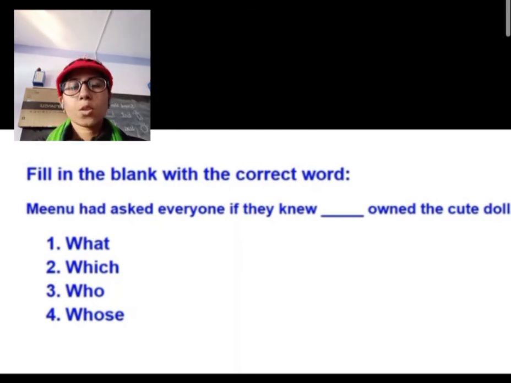Right? So in this way we have revised the uses of this, that, these, those, and all the question words, WH question words like what, who, whose, which, and whom.